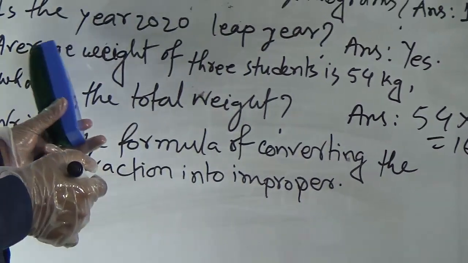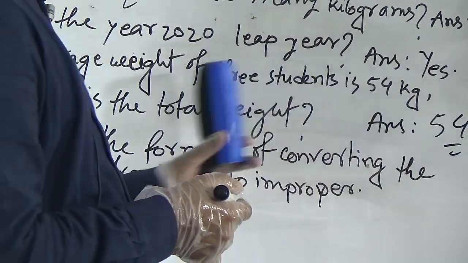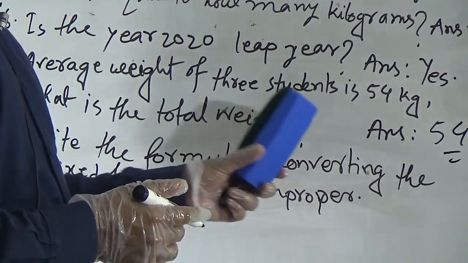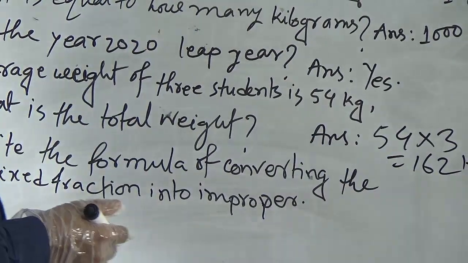Again, the average weight of 3 students is 54 kg. What is the total weight? To get the total weight, we have to multiply the average by the number of quantities. We will get the total weight.